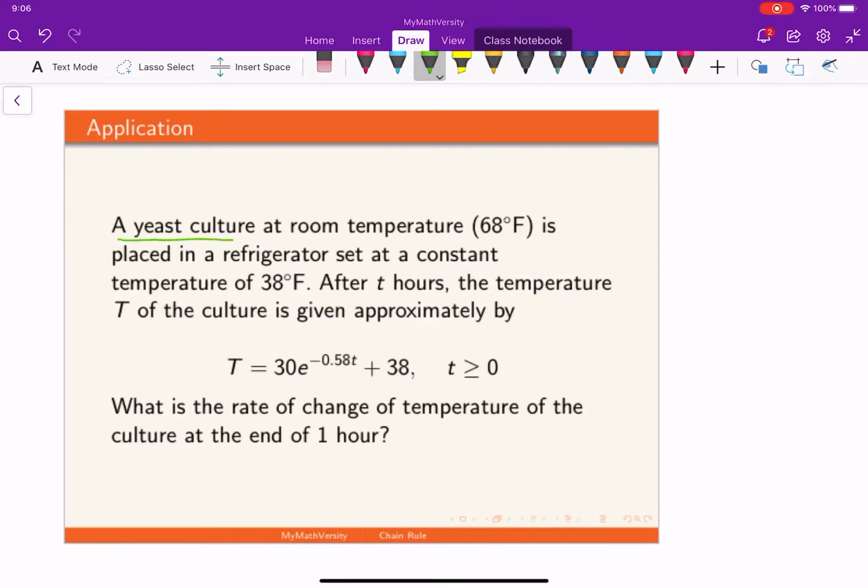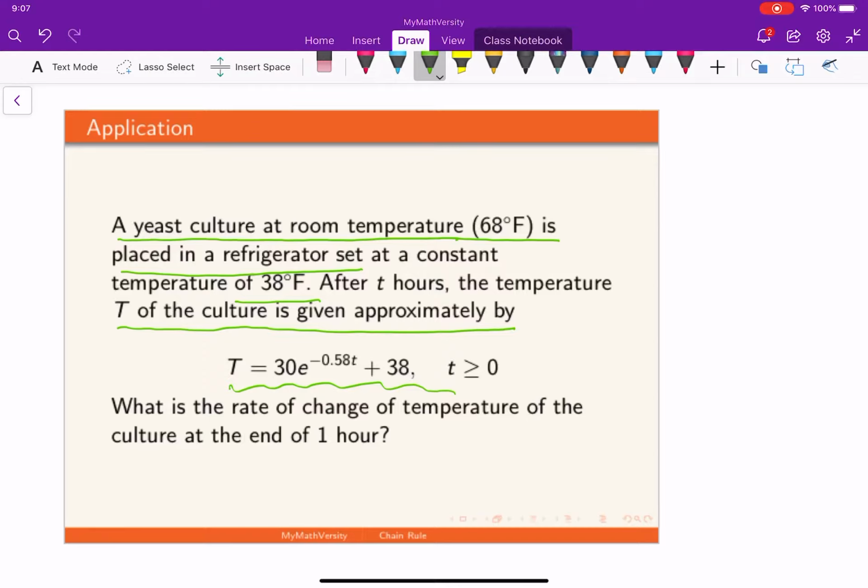A yeast culture at a room temperature of 68°F is placed in a refrigerator set at a constant temperature of 38°F. After T hours, the temperature T of the culture is given approximately by this equation: T equals 30 times e to the power minus 0.58 T plus 38. This is valid for T greater than or equal to 0.